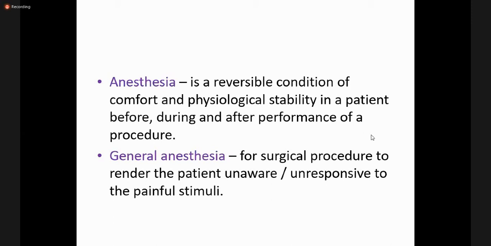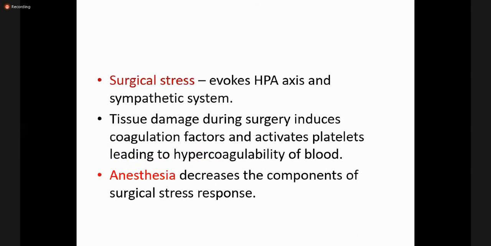And what will happen, that we have discussed, in response to stimulated reflexes? Now this surgical stress, what will it do? It will evoke the HPA axis, hypothalamus pituitary adrenal gland axis, and the sympathetic system that we have already discussed. Tissue damage during surgery, because when we cut, right, basically we are going to damage the tissue. So tissue damage during surgery induces coagulation factors and activates platelets, leading to hypercoagulability of blood.